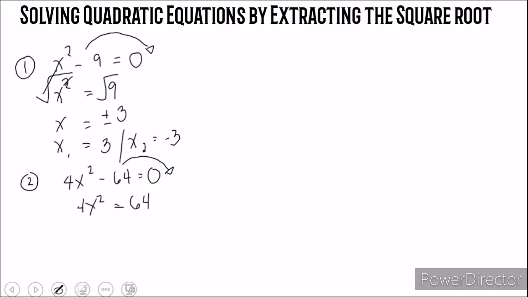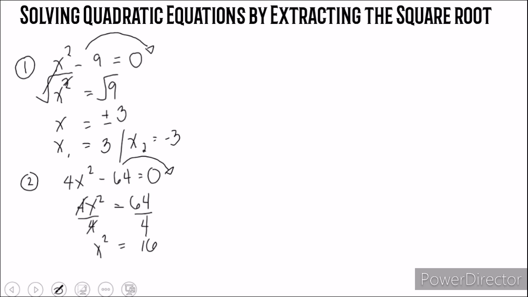Since ina-isolate natin si x squared, so dapat wala siyang kasamang coefficient aside from 1. So, ang gagawin natin, i-divide natin both sides by 4 para ma-cancel natin si 4. So, cancel na si 4. X squared is equal to 64 divided by 4 is 16.